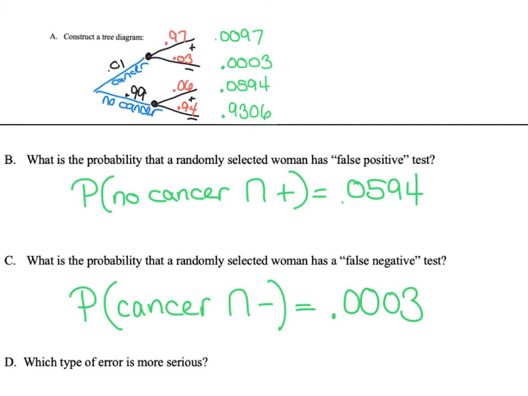Hopefully you recognize that a false negative is much more serious, because this is where a woman does have cancer, but you've just told her that she does not. So she's not going to seek any type of treatment, where it may be quite emotional to be told that you do have cancer, but then you would go on to further testing and it would be discovered that you do not.